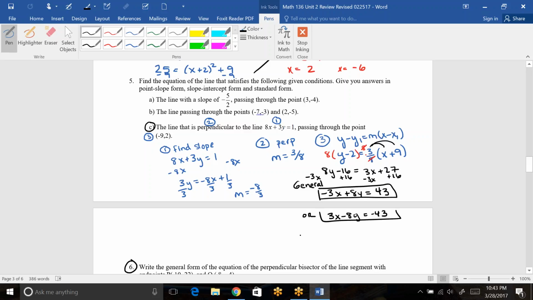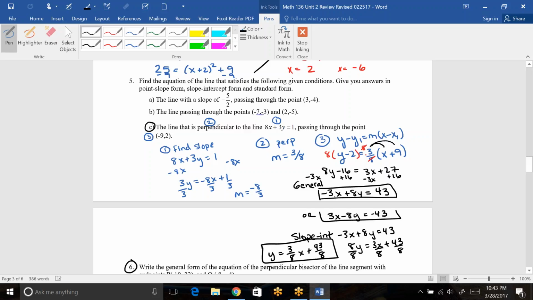If you want to go to slope intercept, you take either one of these, whichever way, so maybe I'll take the -3x plus 8y equals 43. And we solve it back for y. So we add the 3x over, and then we divide everything by 8. So this would be y equals 3/8 x plus 43 over 8.